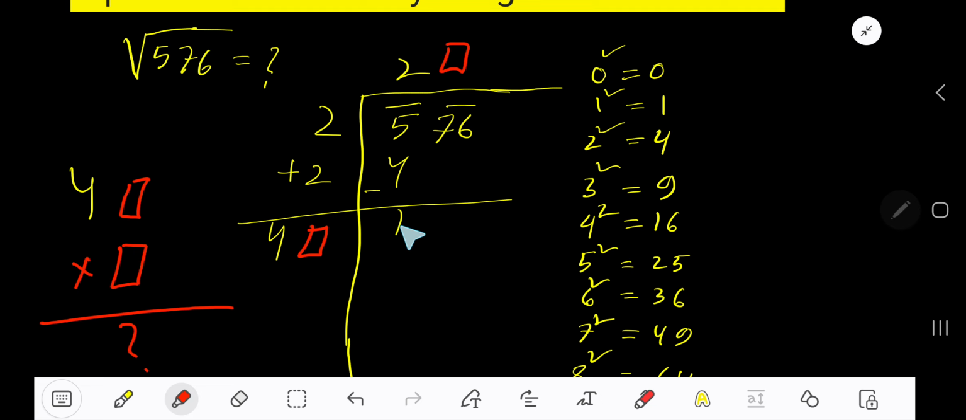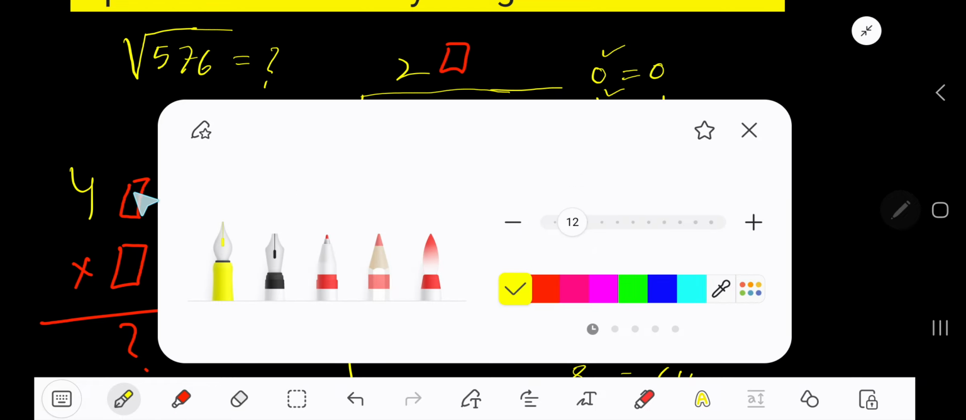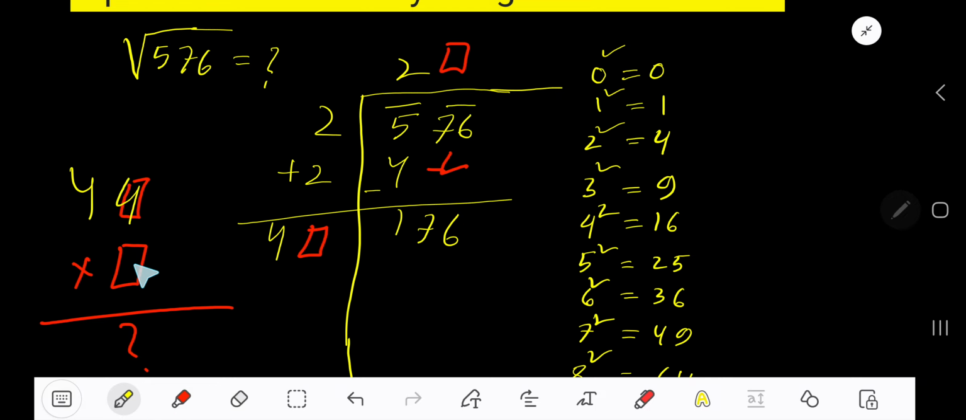5 minus 4, 1. Bring down the next pair, 76. So if you place a number, that number must come here, and if you multiply, the result will be equal to this or nearest to this. So if you consider 4 here, the 4 will come here and also here.